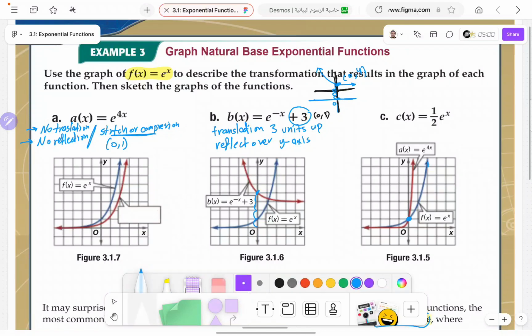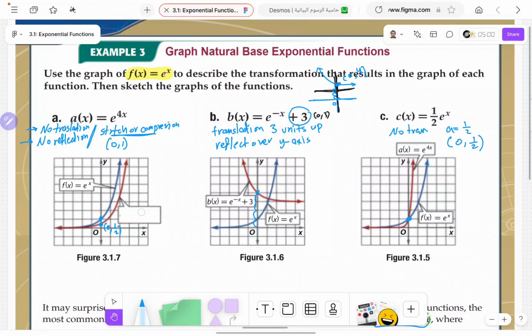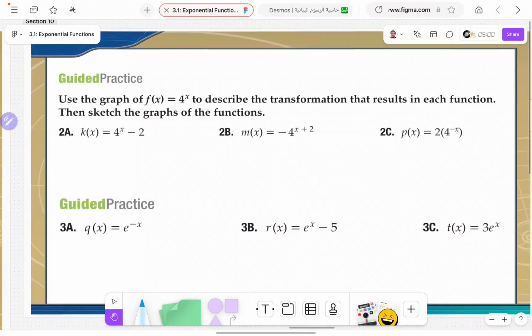Now the third one, of course it should be C, but let's understand. Do I have any translation? No translation. a is equal to 1 over 2. So the new center will be (0, 1/2). As you can see, the center here is (0, 1). So what happened to the center? It moved down, to (0, 1/2). So of course, this one is A. I hope you understand this. If you have a question, please let me know. Try now to do these equations by yourself. Try to graph them and describe the translation or vertical stretch, what happened here.